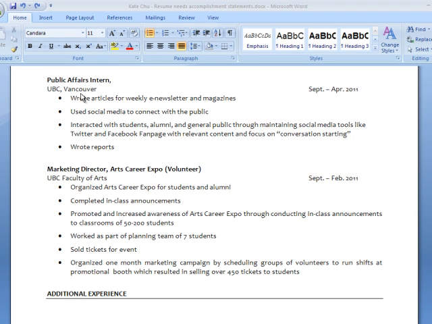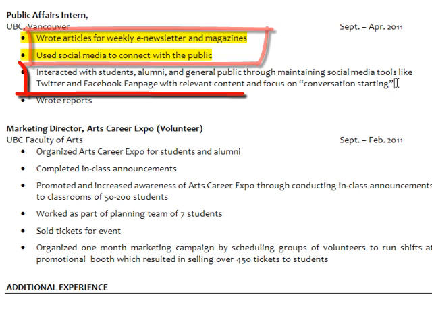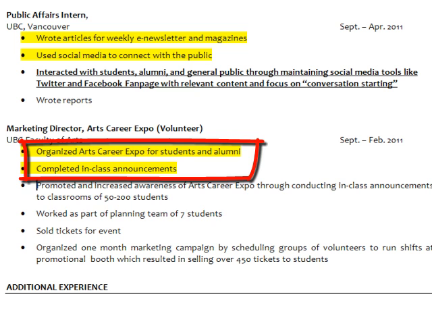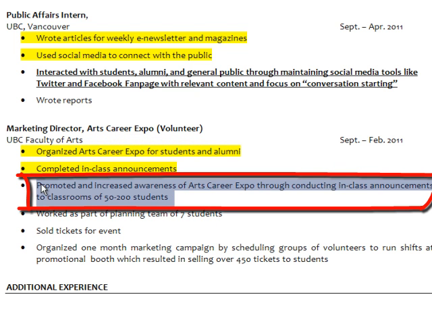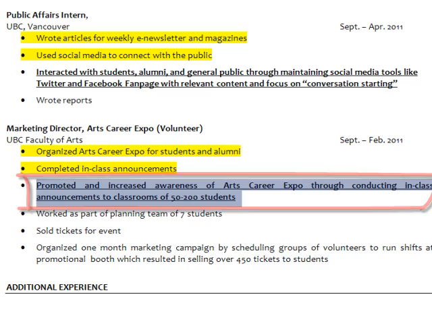A lot of resumes we see already have the verb plus task pieced down, but they struggle with the results section. Results can describe a goal you accomplished, a particular outcome of your work, a skill gained. You can also talk about your work in quantitative or qualitative forms. In this second example, the result is promoting and increasing awareness for Arts Career Expo.